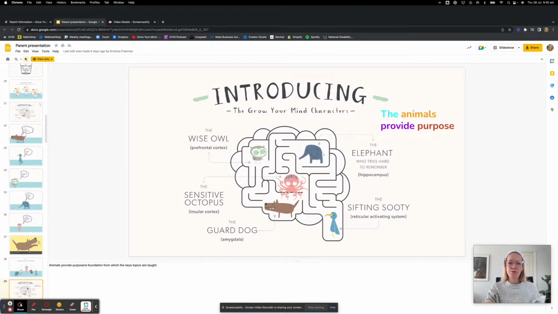Grow Your Mind is different from other programs because we start with this story element, start with the animals, because it's going to provide purpose to all the other strategies we teach. You could give an example of doing a mindfulness activity with your class after lunch, and it might be saying, we need to calm our guard dog down so we can wake up our sifting sooty and focus on our spelling test. Okay, everyone, let's do this breathing exercise.